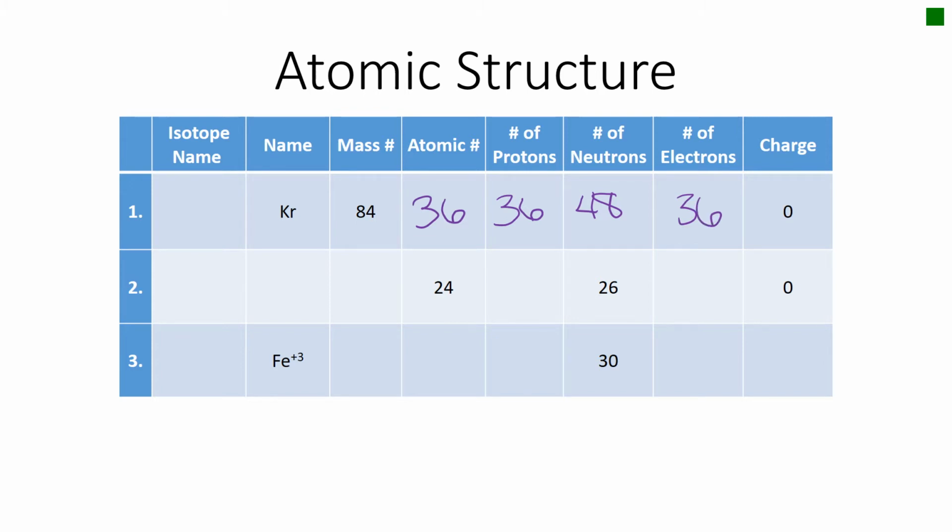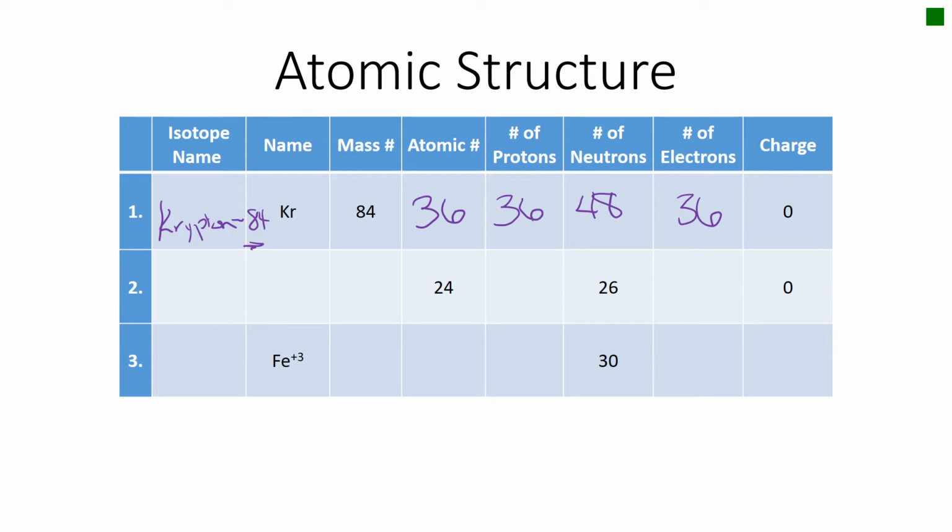Now this guy over in the left, the isotope name, all you're going to have to do is write krypton or Kr and then dash 84. Remember that dash 84, because that 84 is a large number. That's going to represent its mass number.